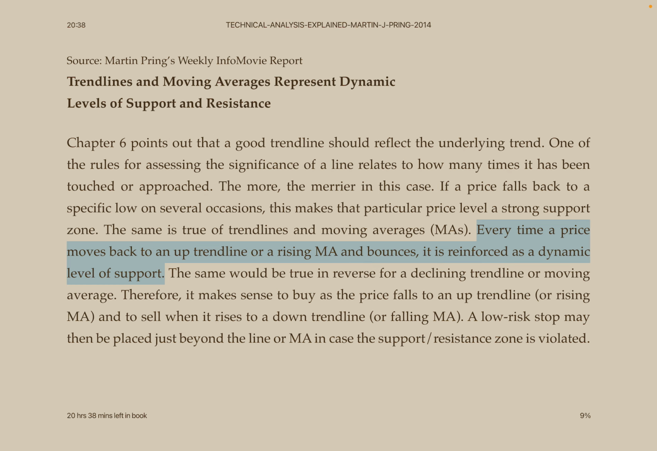The same would be true in reverse for a declining trend line or moving average. Therefore, it makes sense to buy as the price falls to an uptrend line or rising moving average, and to sell when it rises to a downtrend line or falling moving average.